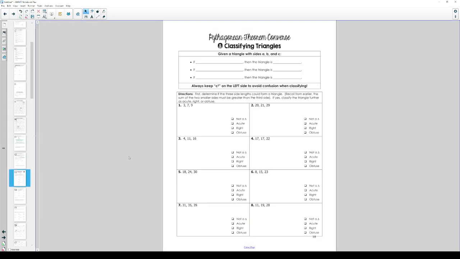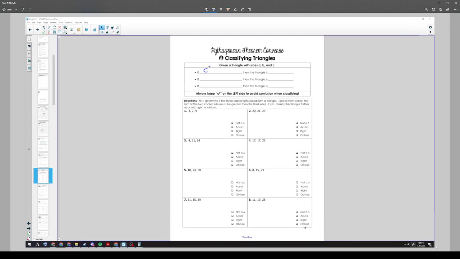Okay, so that pretty well covers our notes, and then there's just practice to do. Let's go ahead and fill in this reminder. So if C, I'm going to focus everything on c squared because I really do like that way better. So if c squared is equal to a squared plus b squared, the triangle is right. If c squared is greater than a squared plus b squared, the triangle is obtuse. And if c squared is less than a squared plus b squared, then the triangle is acute.